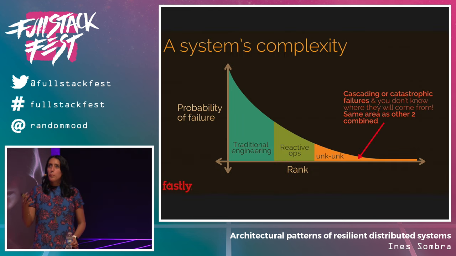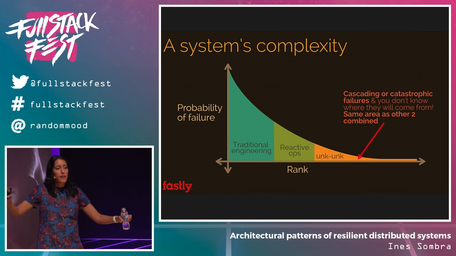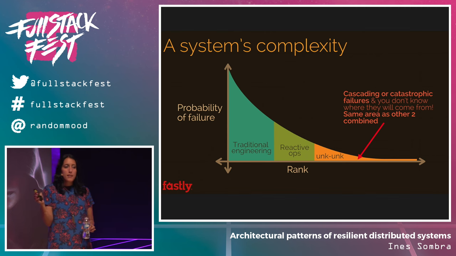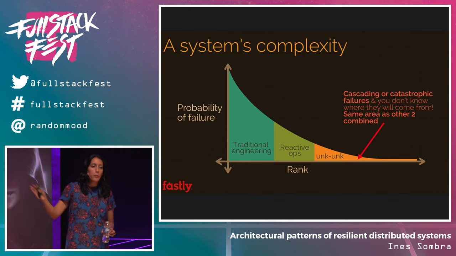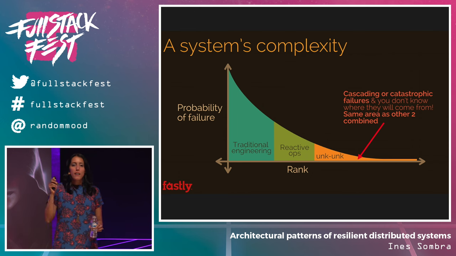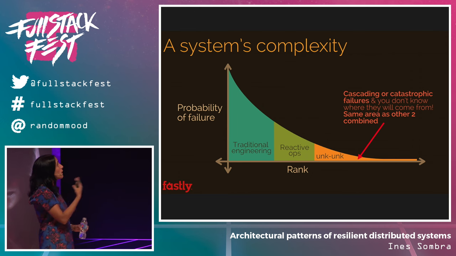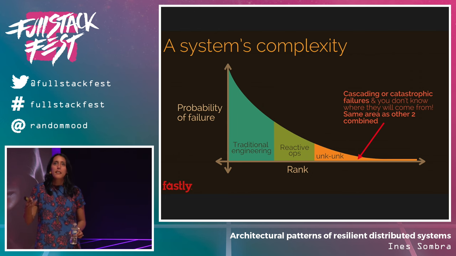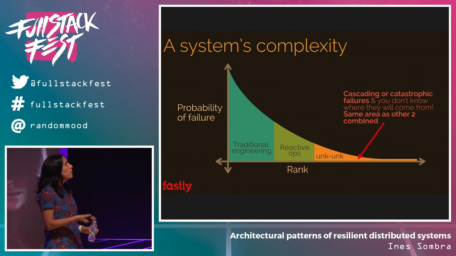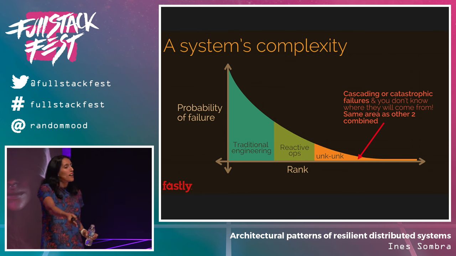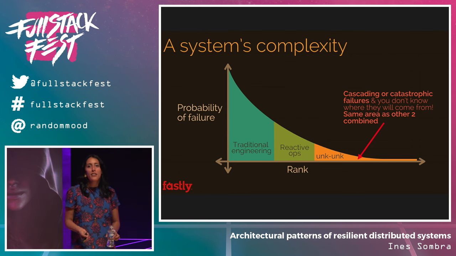So Paul tells us that we can think about system complexity in a continuum, where we have a rank of things and the probability of failure. And in the literature, it's explained a little bit more. But because I don't really have that much time, he splits this work into three main areas. You have things that we consider traditional engineering, things that we consider reactive, based on operations, and then there's this area called unk-unk, which stands for unknown unknown.